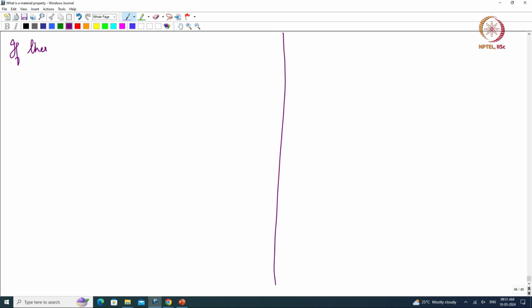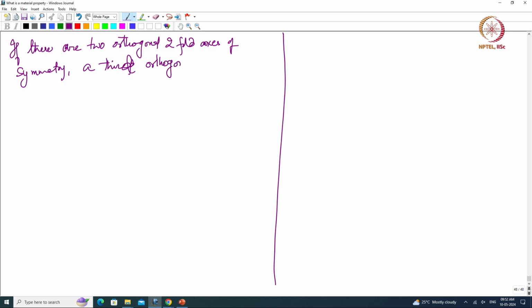If there are two orthogonal two-fold axes of symmetry, a third one comes for free. A third orthogonal two-fold axis comes for free, right. So, it is there. Just because I have two two-fold axes of symmetry, there should be a third one, right.